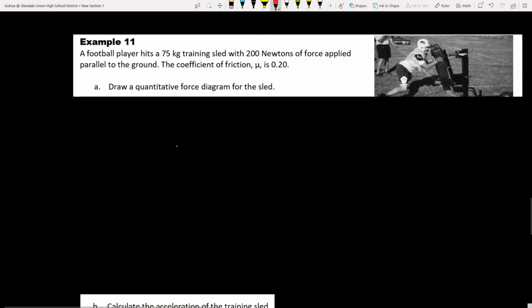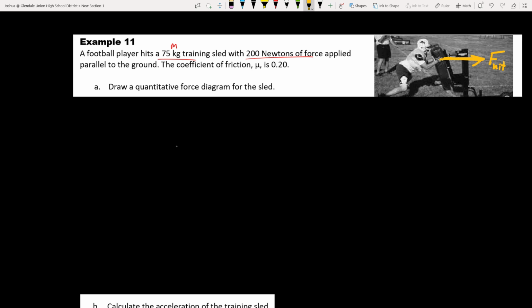out, all right? So what do we got? We got a football player hits a 75 kilogram training sled. That's a mass. It's got 200 newtons of force applied parallel to the ground. So like if we're looking at that problem, this person's hitting that thing there. We'll call that force. Coefficient of friction is 0.2. So I'll show you that in a second. Draw a quantitative force diagram for this.